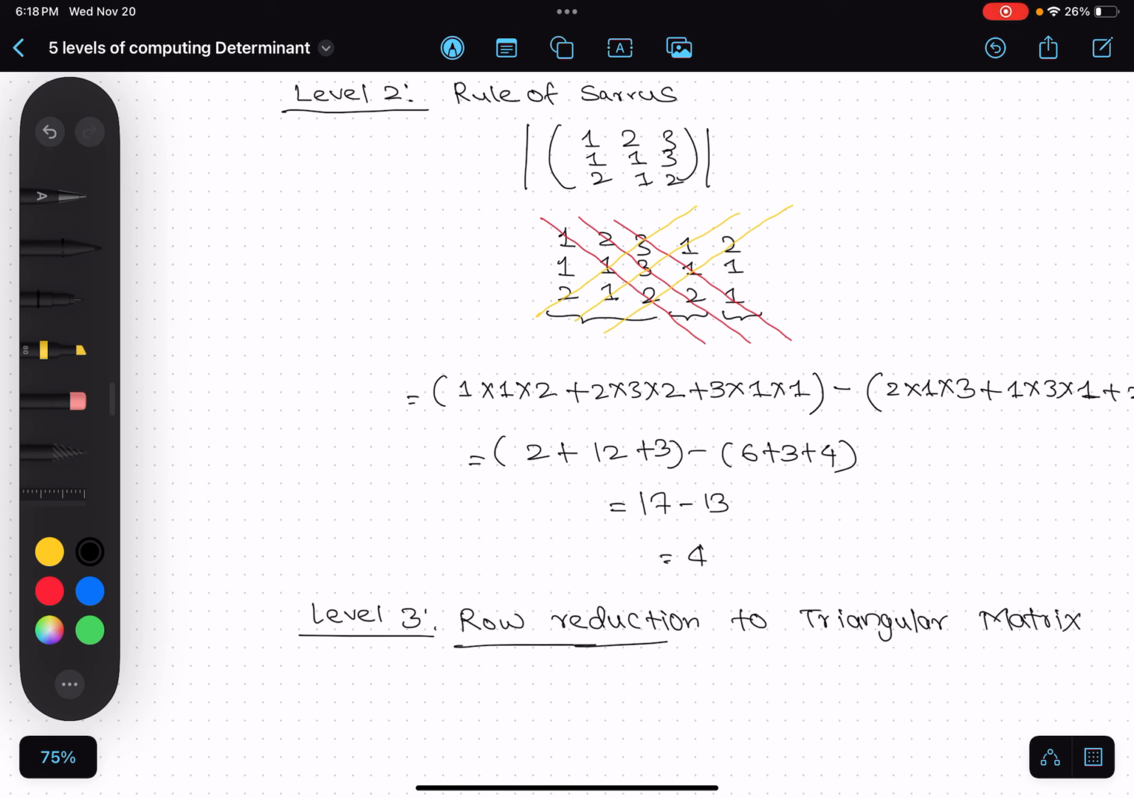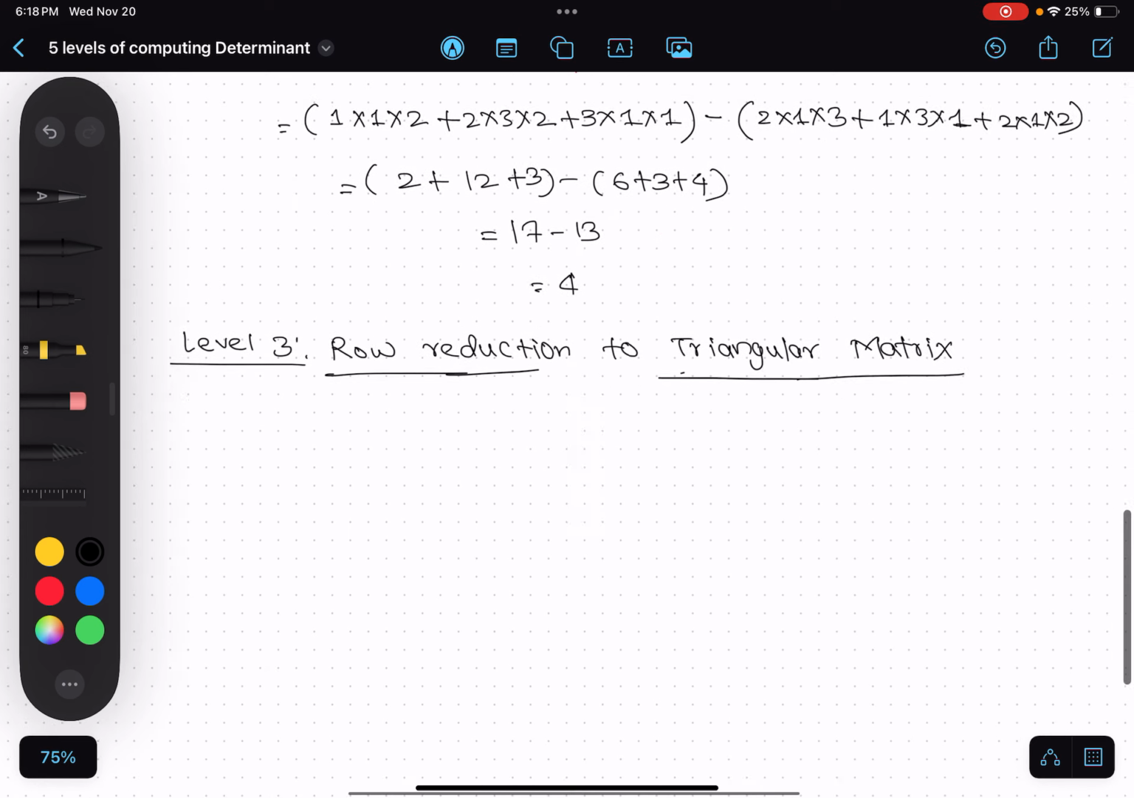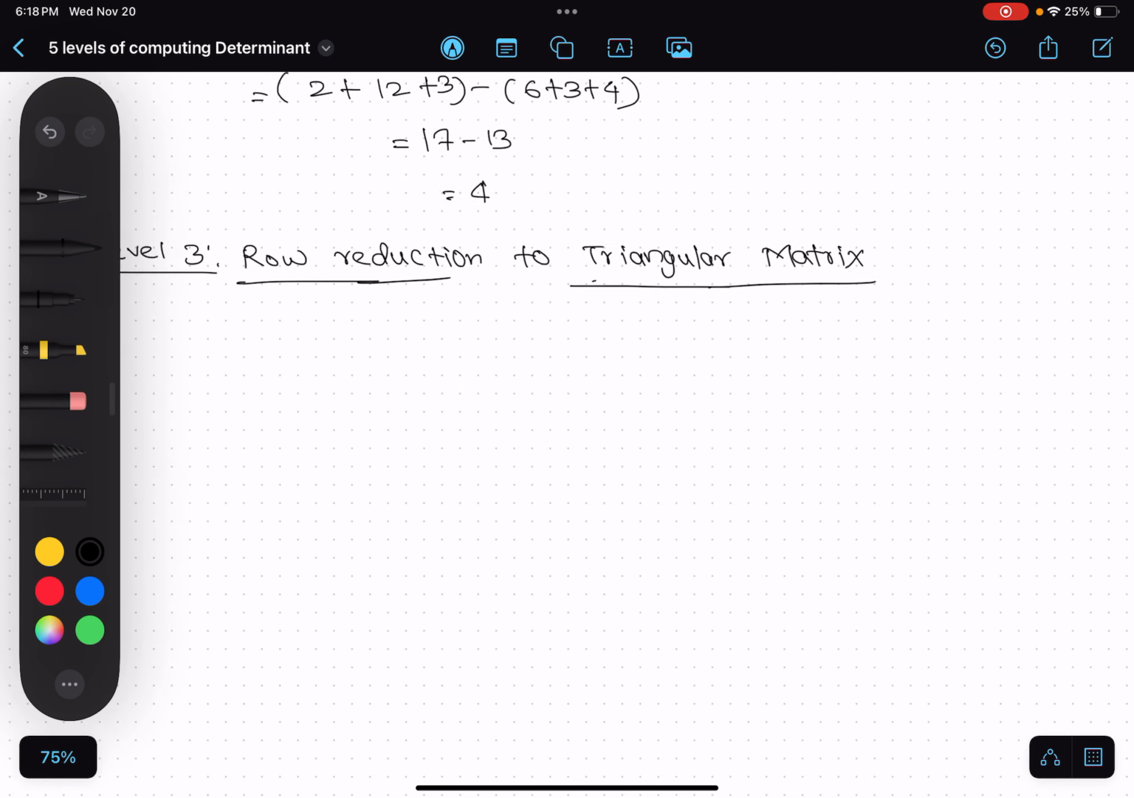Now first of all, what is row operation? Why do we want to transform the given matrix to a triangular matrix? I just need to give you some background before I go to the process. First of all, you should know what a triangular matrix is. Let's say this is the main diagonal. Let's say this is A11, this is A22, this is A33, and this is second row first column, third row first column, third row second column, and the rest are 0.